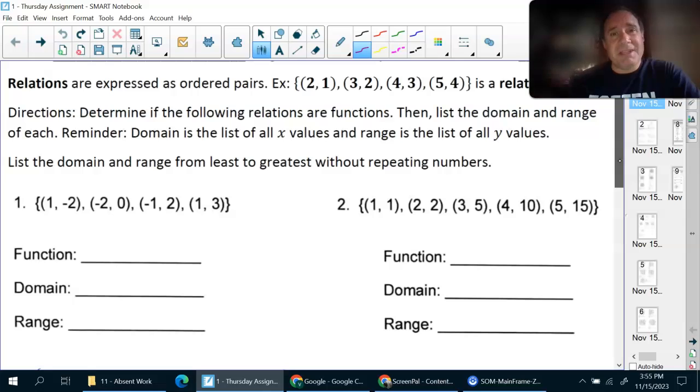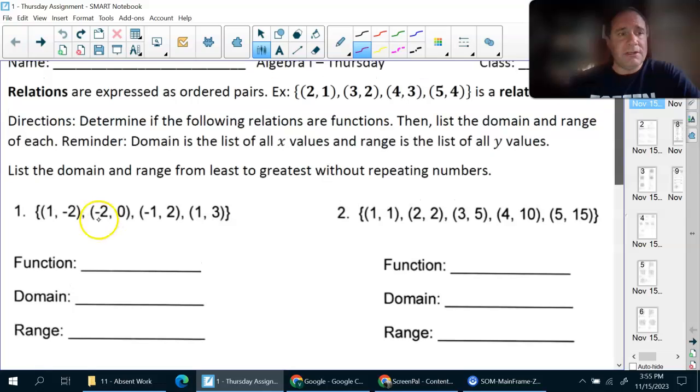Remember, if the x repeats, it's probably not a function, so you're looking at the x's first, and then you look at the y's to see if every x has its own y. The domain is the list of all the x's. The range is the list of all the y's. So it says list the domain and range.